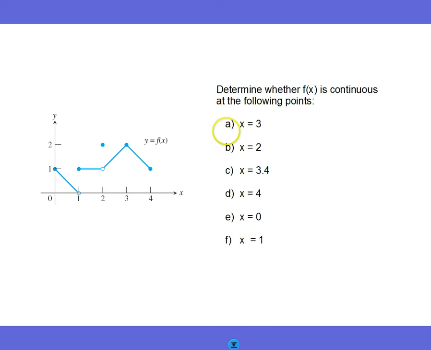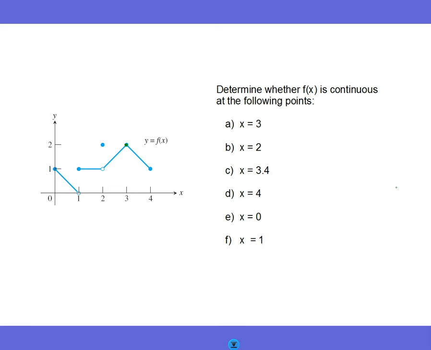First we're going to do x equals 3. I go right up here to 3. Does this look like it's continuous? It's filled in. Can I take my pencil and go here? Yep, I can do that. No jumping around. I think it's continuous. So we'll start there. Then let's talk about x equals 2.